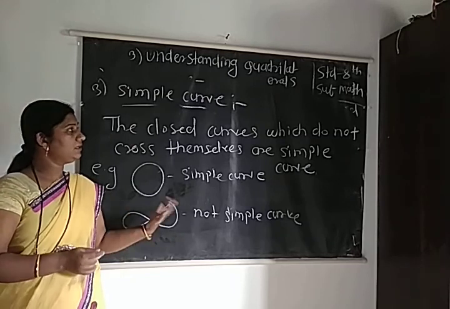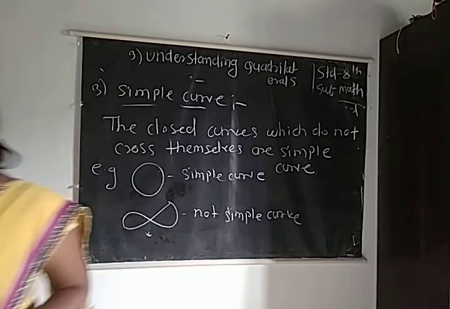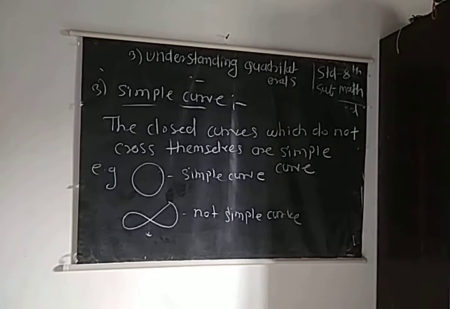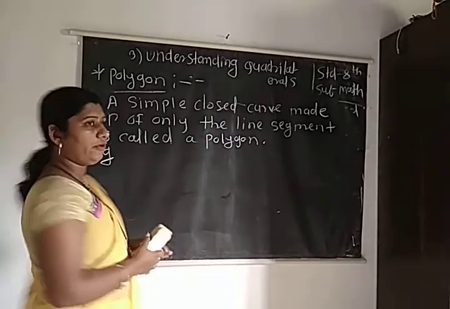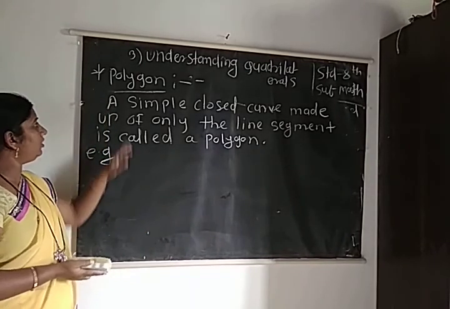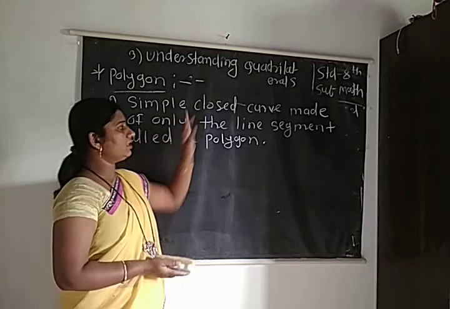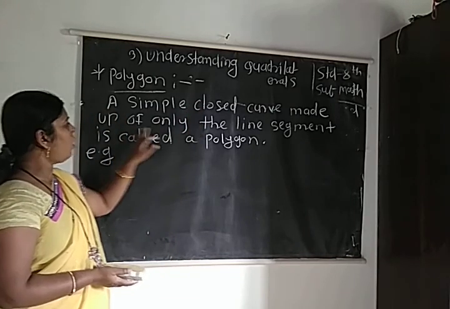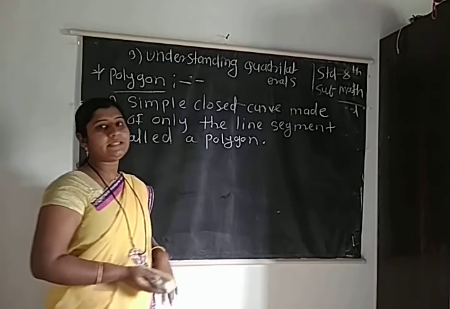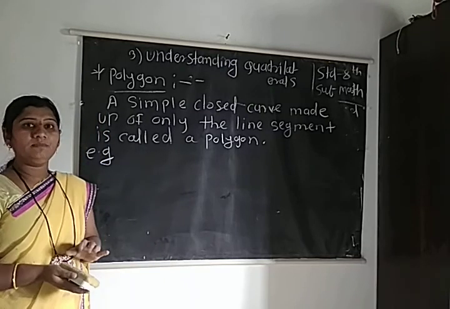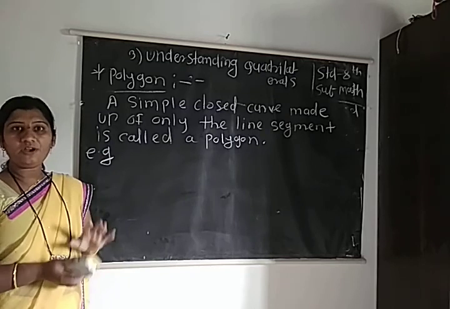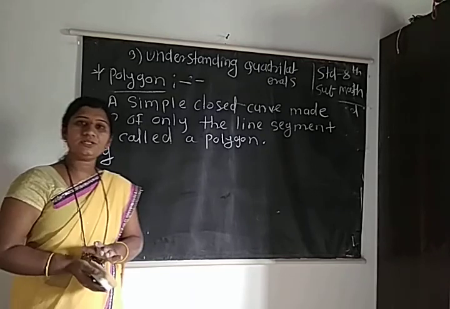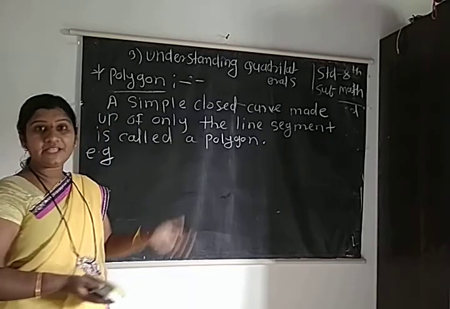Now let us discuss the next point, polygon. So what is meant by polygon? A simple closed curve made up of only line segments. A simple closed curve which is made up of line segments is called a polygon. So polygon is a simple closed curve, but it is made up of line segments.